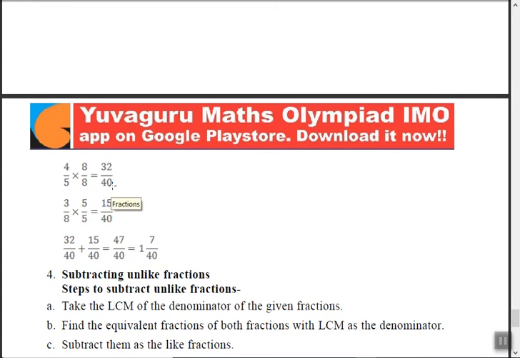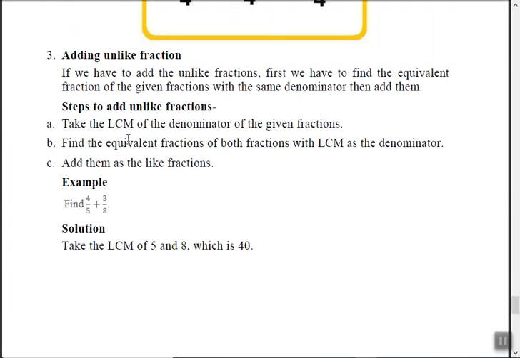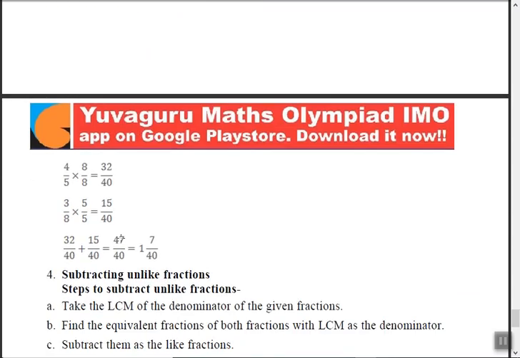So now the new fractions become what? 32 by 40 and 15 by 40. So it's a like fraction now. So what are we actually doing? While comparing, subtracting or adding unlike fractions, we are converting them to like fractions and then solving. So without converting to like fractions, you can't solve it at all.